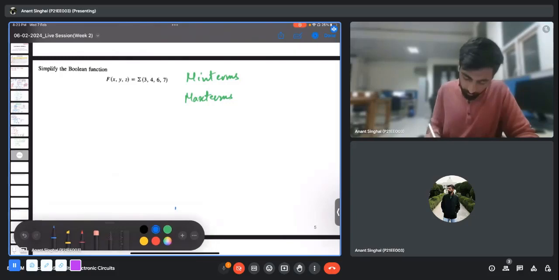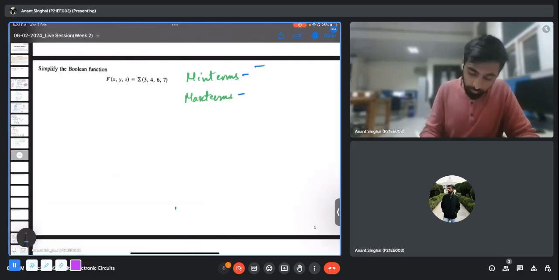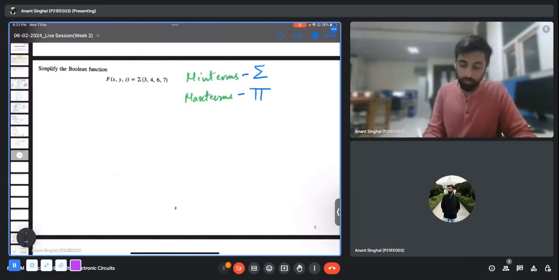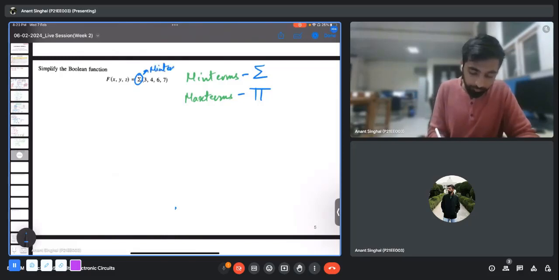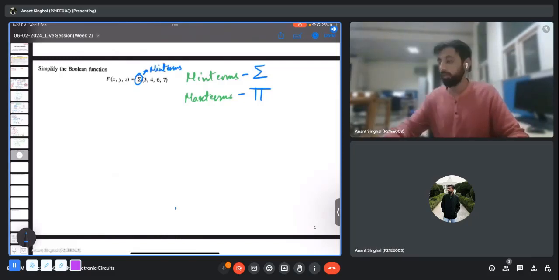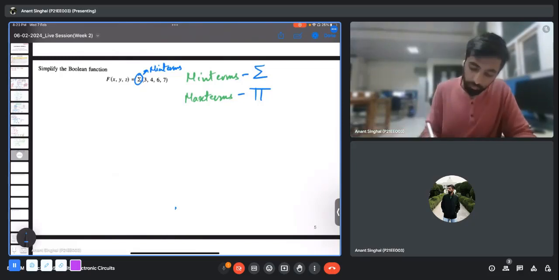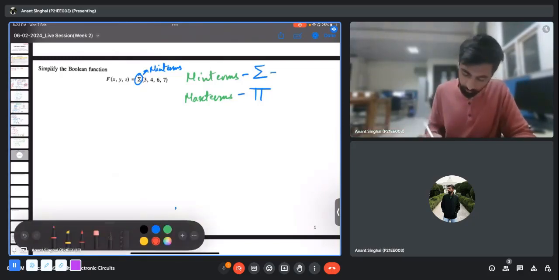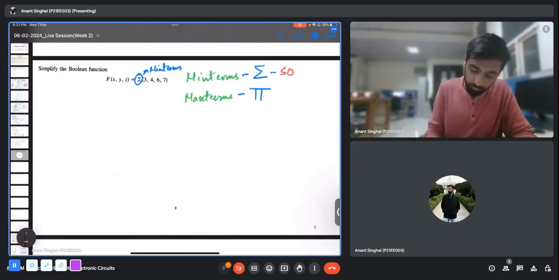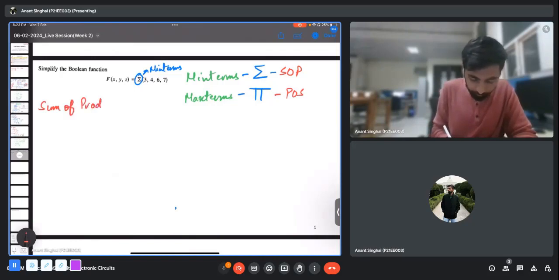Let me use some dark ink. In min terms, it is generally denoted by summation, and the max terms are generally denoted by pi. So this is a summation, so this is in the form of min terms. I'll let you know what basically min terms are. You can also say min terms can be called the SOP form, and the max terms are the POS form. Now what is SOP? SOP is sum of product.